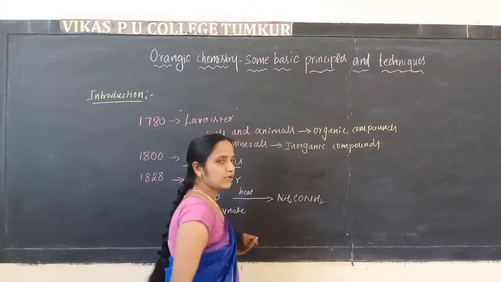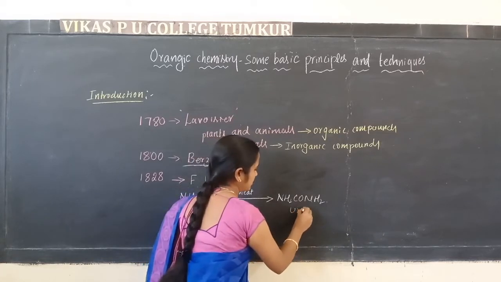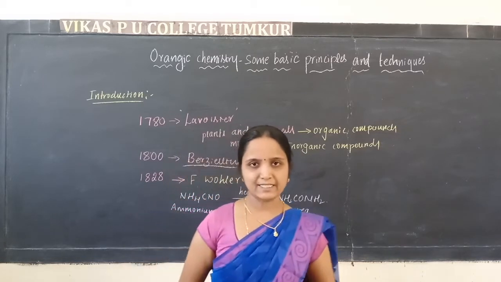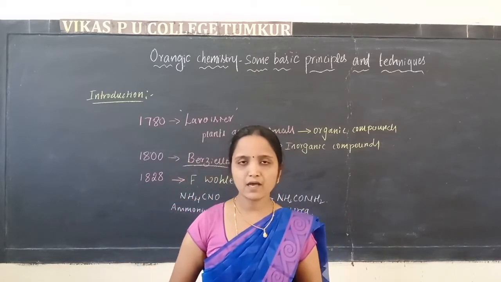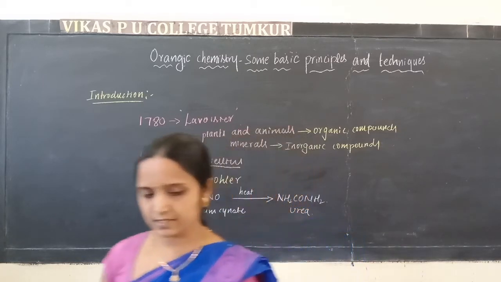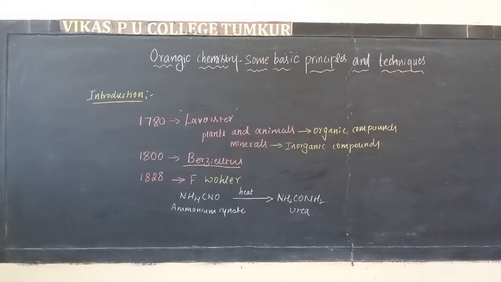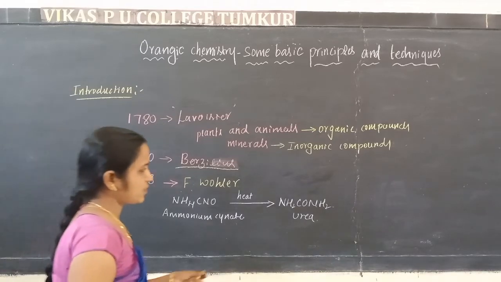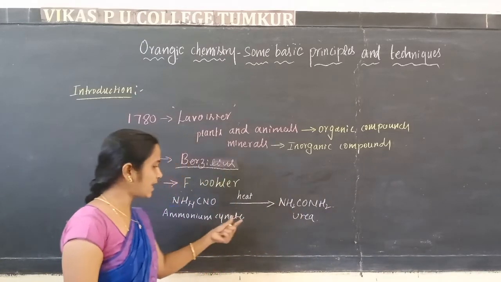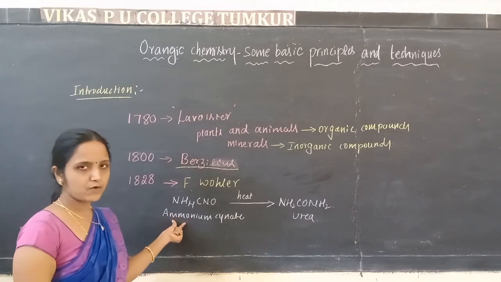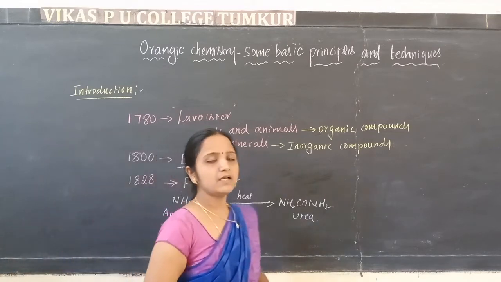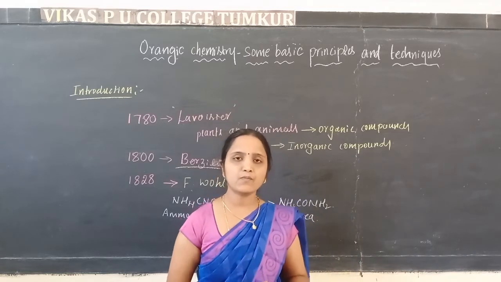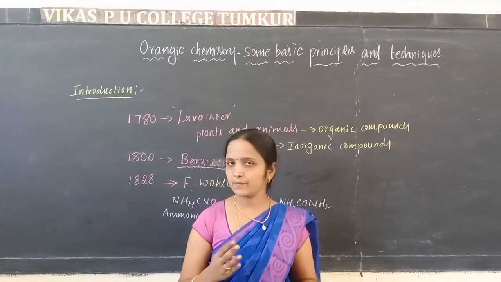This is about the urea. Wöhler prepared the first organic compound by using the inorganic compound, that is ammonium cyanide, by heating it. Using an inorganic compound, he prepared an organic compound in the laboratory for the first time.